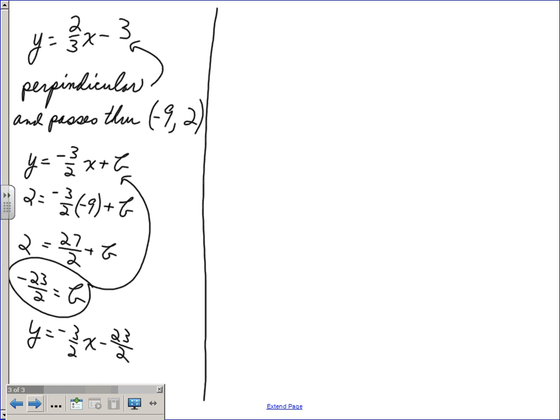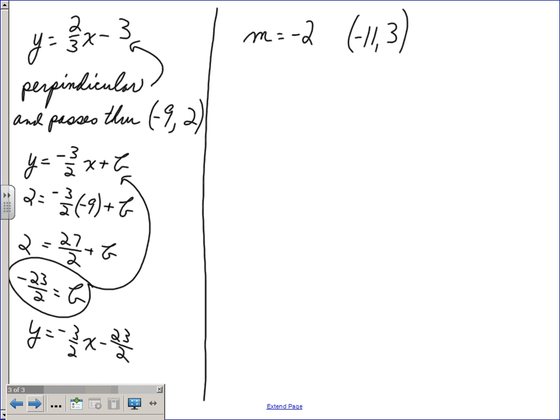All right. Are we okay with parallel lines, perpendicular lines? Do you have any questions on those? All we're doing is changing the slopes, plugging in a point. I think most of us are familiar with that. I'm going to show you two ways to do this problem.